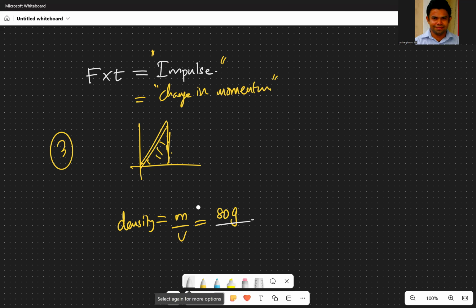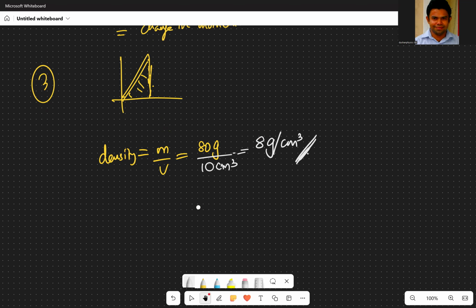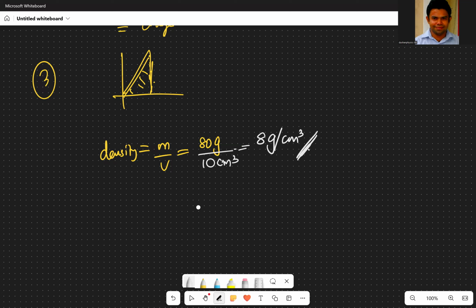The volume you can also work out. The empty volume was 30 before the stone sank. When the stone comes, the volume becomes 40. The extra is 10 cubic centimeters. So the volume is 10, and 80 divided by 10 is 8. Is it clear? Yes, sir. Right. The sixth question.